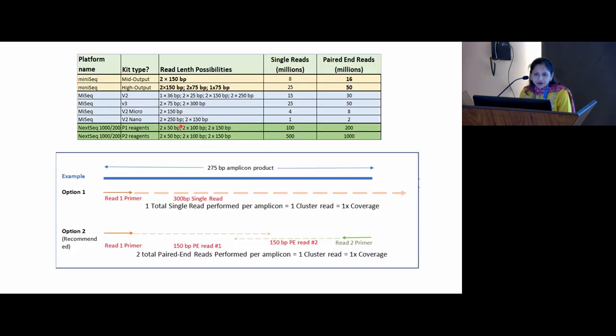So here are the different versions that are available for MiSeq, MiniSeq and NextSeq kits. In the MiniSeq kit, you have mid output and high output. Mid output will give you 8 million reads in total, and MiniSeq high output will give 25 million reads. For MiSeq, there are V2, V3, V2 micro and V2 nano. 4 different versions are available, having 15 million, 25 million, 4 million and 1 million reads respectively. And in NextSeq, there are 2 versions, P1 and P2, which will give you 100 and 400 million reads.